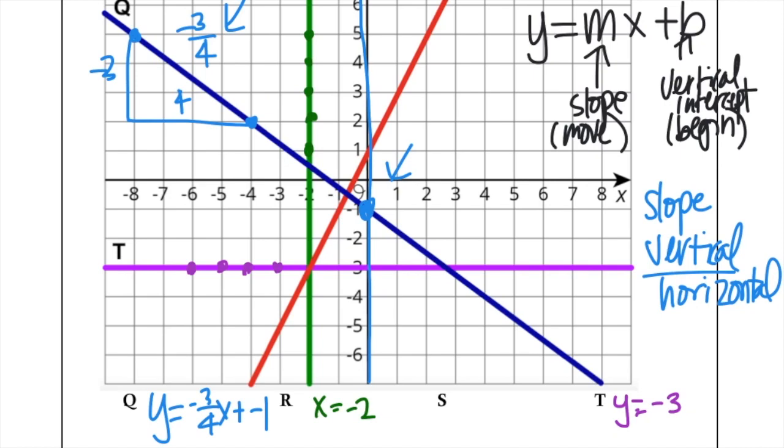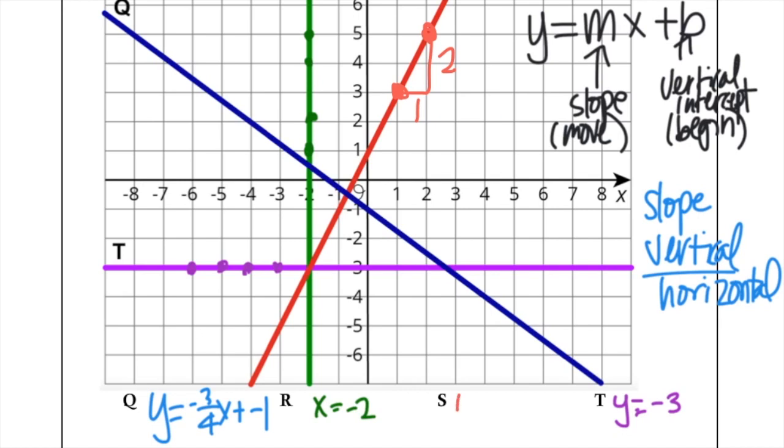Okay, now let's move on to S. So we're going to do the same thing. We're going to pick 2 points where it's going through the grid line. So I could pick, for example, this point here and this point here. I'm going to draw in a slope triangle. So my vertical change is +2. My horizontal change is +1.